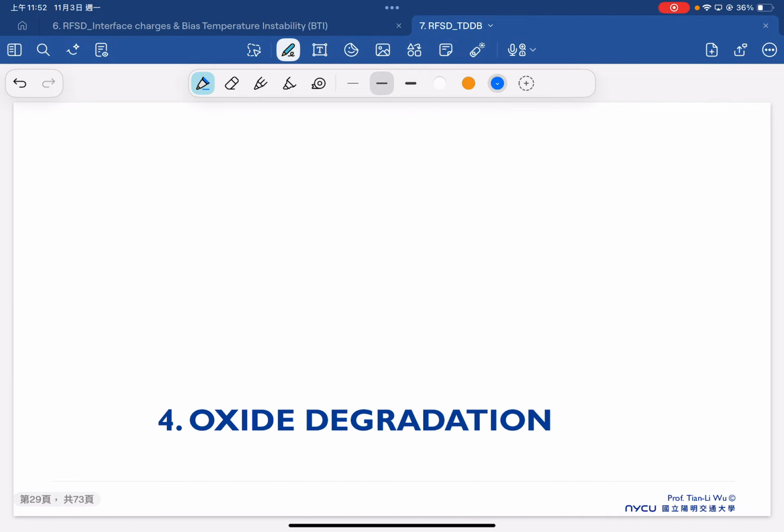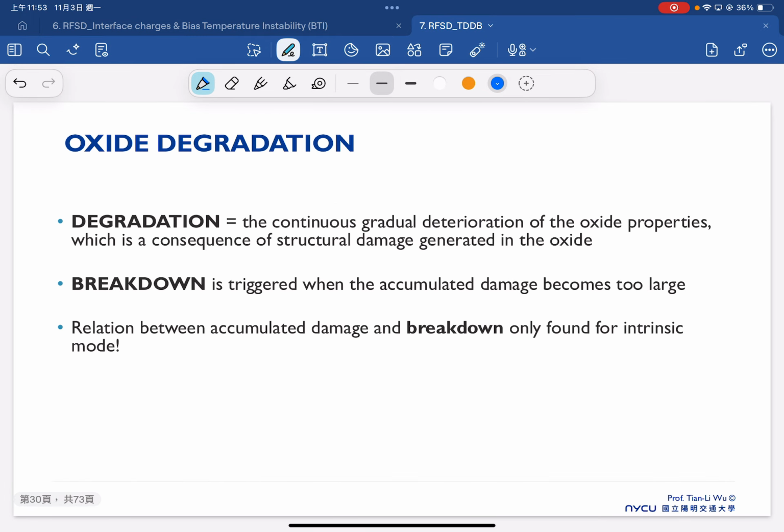Okay, so next one we have to understand the oxide degradation. So now we have the statistic tool, and next phase we want to understand the physical mechanism here. When we understand the degradation, first we have to understand what the degradation means. Degradation is a term very widely used in reliability, not just for the oxide. For every reliability, we always use degradation as a very key term here.